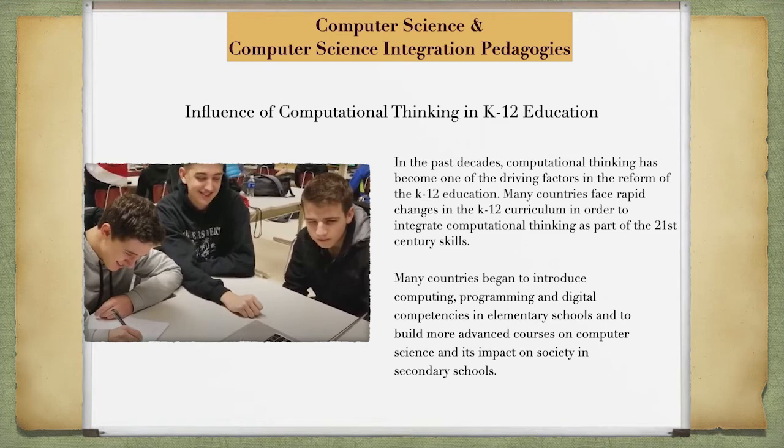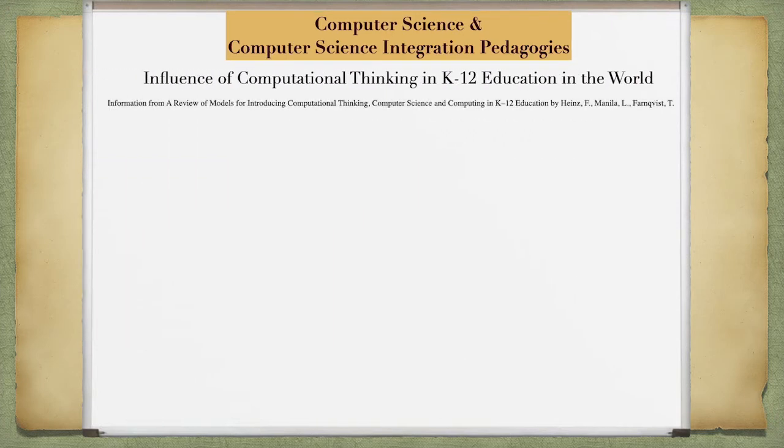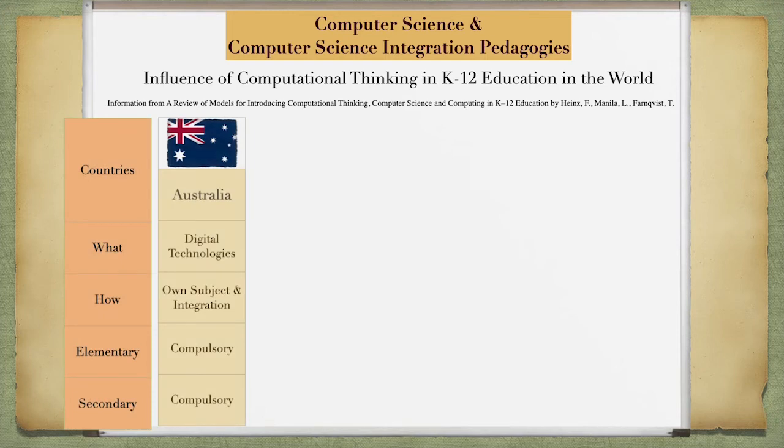Let's take a quick look at how other countries have incorporated computational thinking in their curriculum. Australia. In 2015, Australia incorporated both digital technologies and design and technology in their curriculum. Within digital technologies, children build computational thinking skills and learn about data, digital systems, and how to implement solutions with programming. It is a subject of its own.